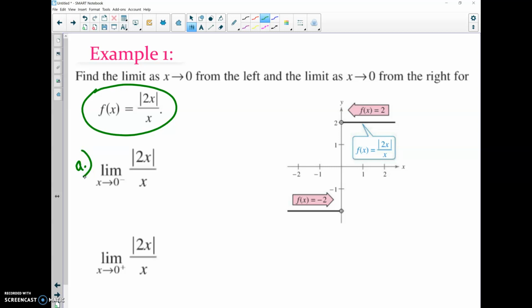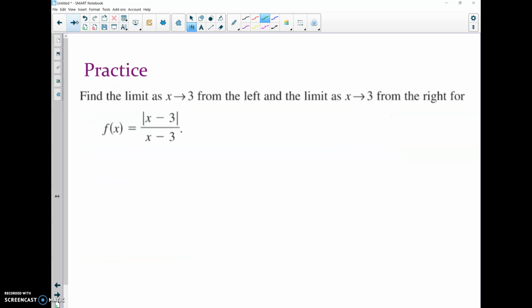So the first one here, I'm just going to call this a. The limit as x approaches 0 from the left of this graph, you are looking at this right here. From the left, it is approaching the y value -2. So that limit is -2. Part B, you're looking at as x approaches 0 from the right. So this guy, and your y value as x approaches 0 from the right is +2. So those are your one-sided limits.